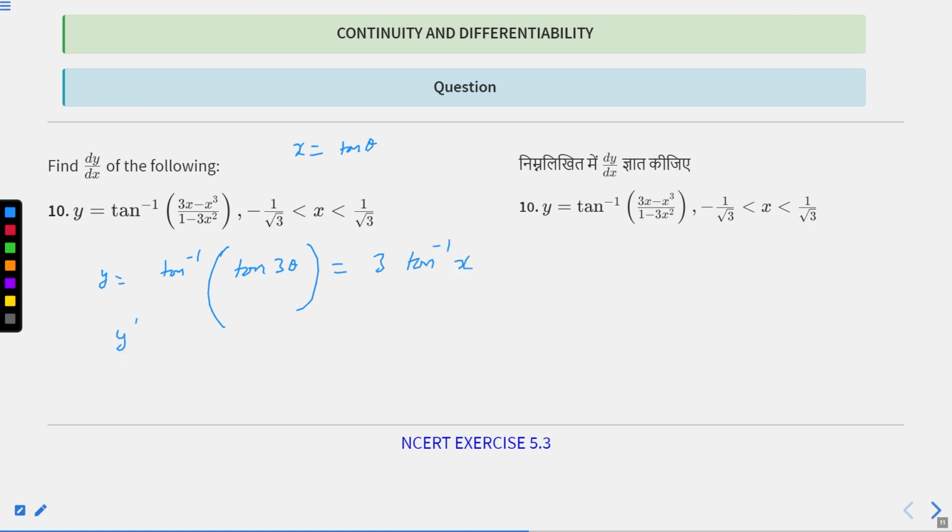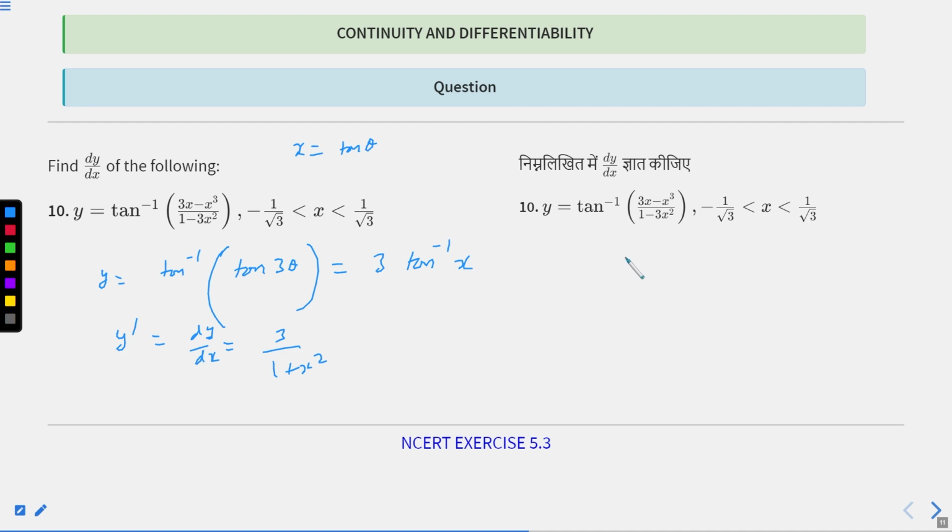This will be what? y prime means dy over dx. I will be using y prime now. Okay. So y prime means dy over dx. This means 3 divided by 1 plus x square. So your answer will be 3 divided by 1 plus x square. Simple. So you reduced your whole work.